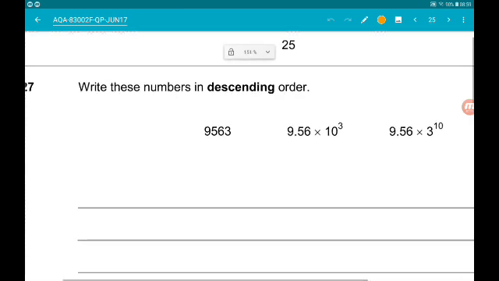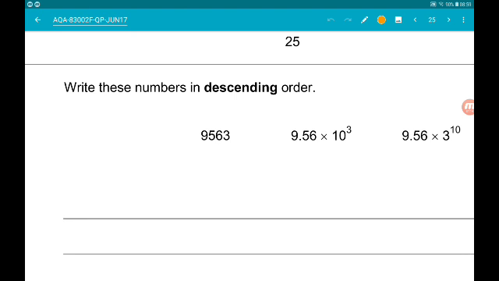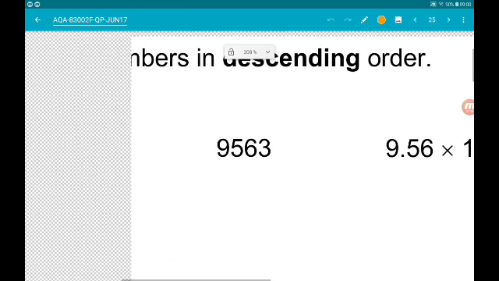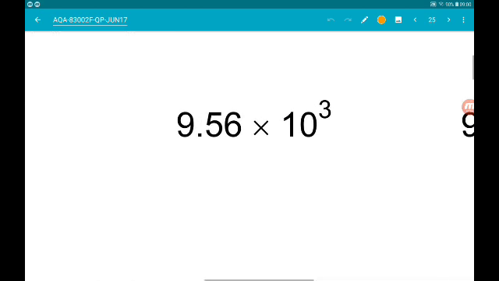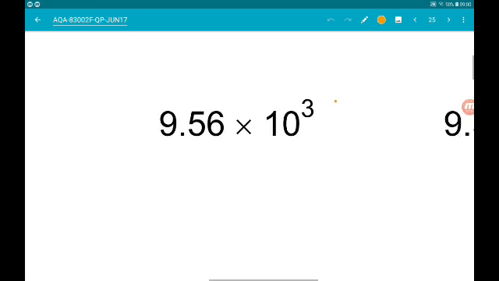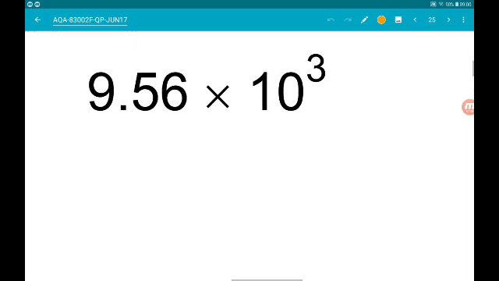Okay, 27. Write these numbers in descending order. So descending means from biggest to smallest. So we got 9,563. We've got 9.56 times 10 to the 3. So let's write that as a normal number. That moves the decimal 3 places to the right. So that gives us 9,560.